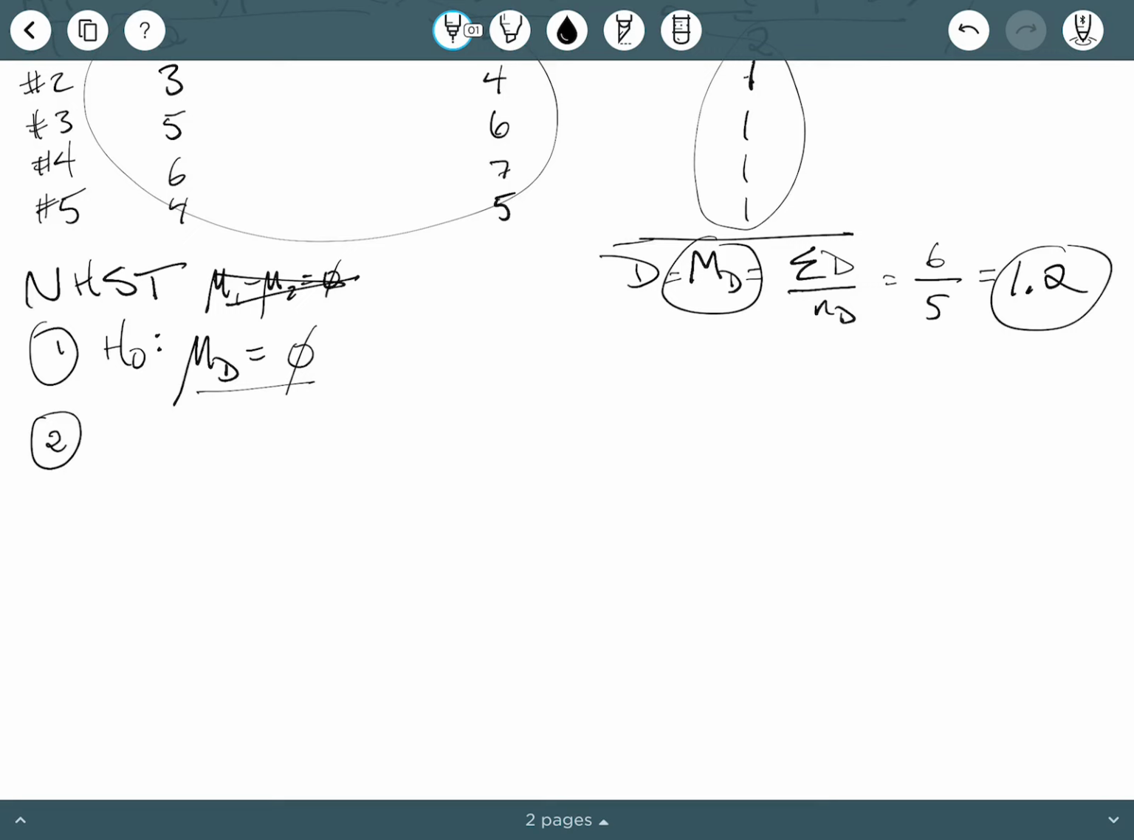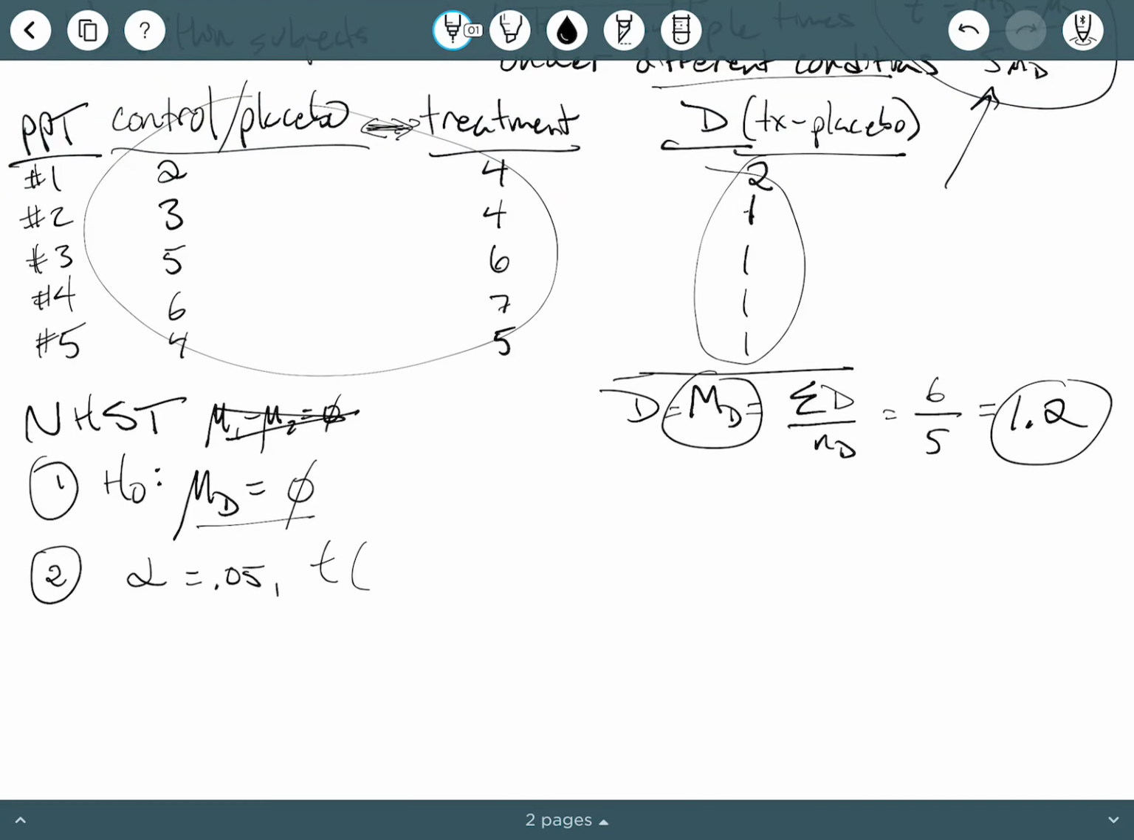Okay. Step 2 is to look at your alpha, which we're going to say is 0.05, and determine what the critical value for t is. Now, if we had 2 groups of different people, we'd have an n of 5 here and another n of 5 here, which means 4 degrees of freedom here and 4 degrees of freedom here, which means when you pooled the degrees of freedom, we'd get 8.